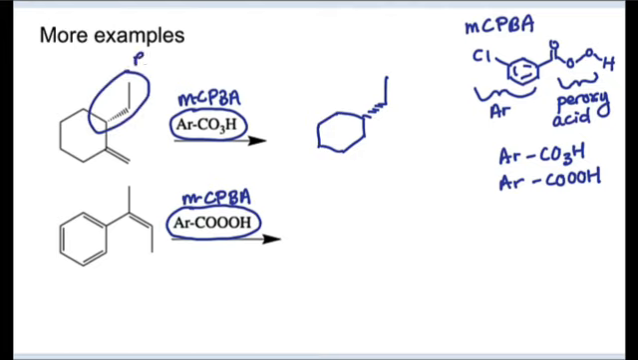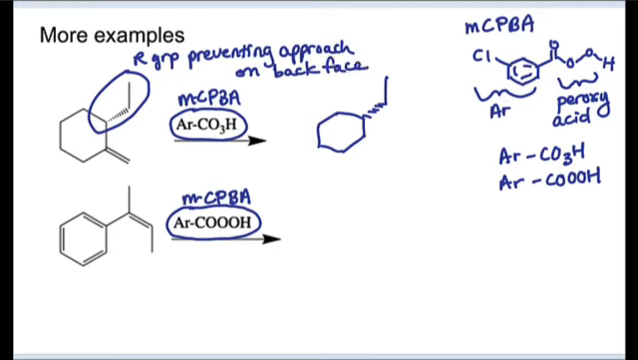All right, so this is the same reaction we saw on the previous slide, except this time we've got an R group preventing approach on the back face, the dash face. So that means that the epoxide is going to form on the opposite face, which means actually this drawing makes very little sense. We can think of it this way first and then redraw it to make sense.